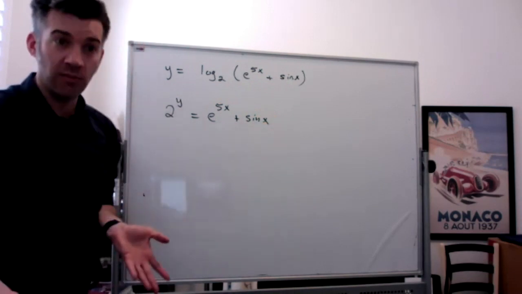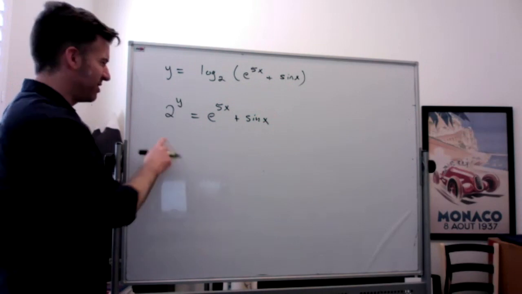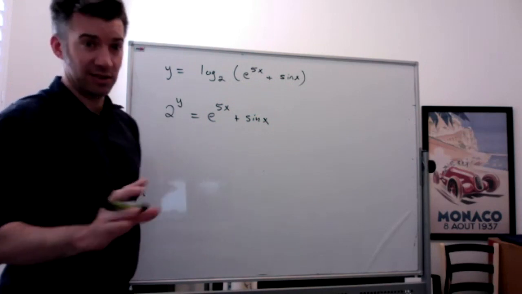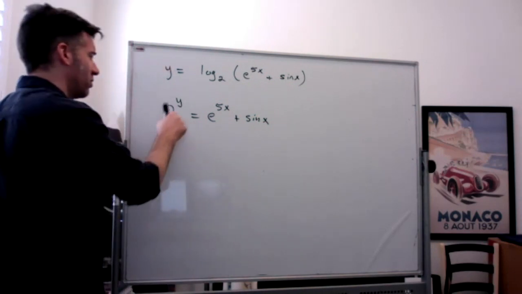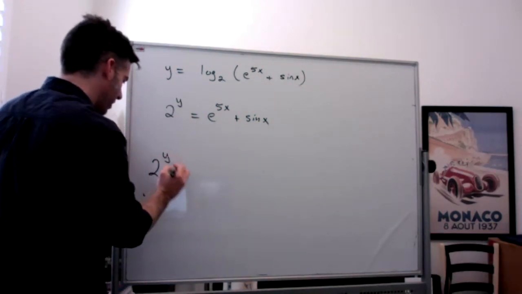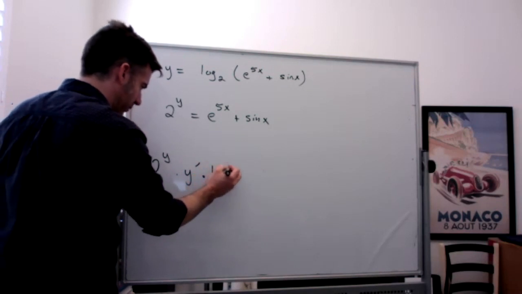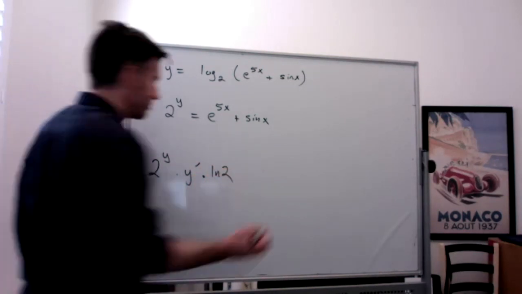Let's differentiate both sides using implicit differentiation. This seems like a harder way to do it, I gotta say, but it'll still produce the same result. The derivative of 2 to the y, well, the derivative of 2 to the stuff is 2 to the stuff times the derivative of the stuff times the natural log of your base, which is 2.